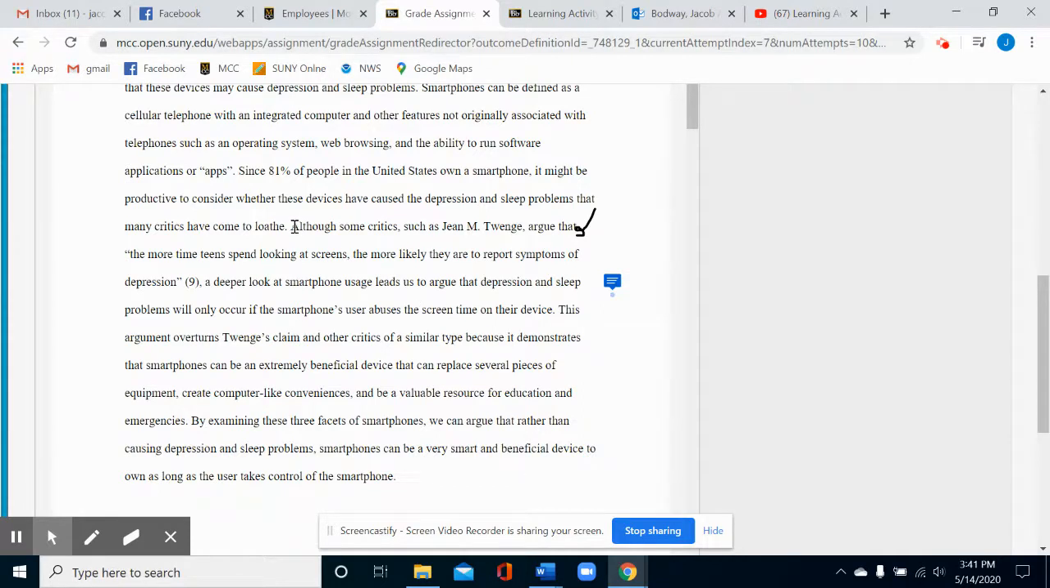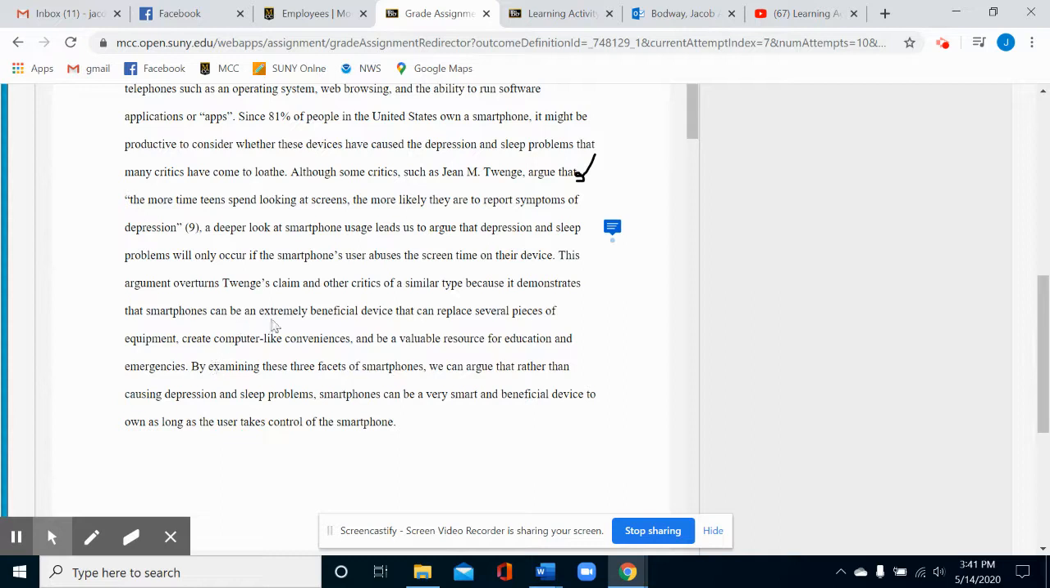So let's just look at the thesis statement. It begins with a subordinate conjunction. All right. Although some critics argue X, a deeper look at smartphone usage leads us to argue Y. Why being that depression and sleep problems will occur if the smartphone user abuses the screen time on their device. This argument overturns Twenge's claim and other critics of a similar type because it demonstrates that smartphones can be an extremely beneficial device that can replace several pieces of equipment, create computer-like conveniences, and be a valuable resource for education and emergencies.